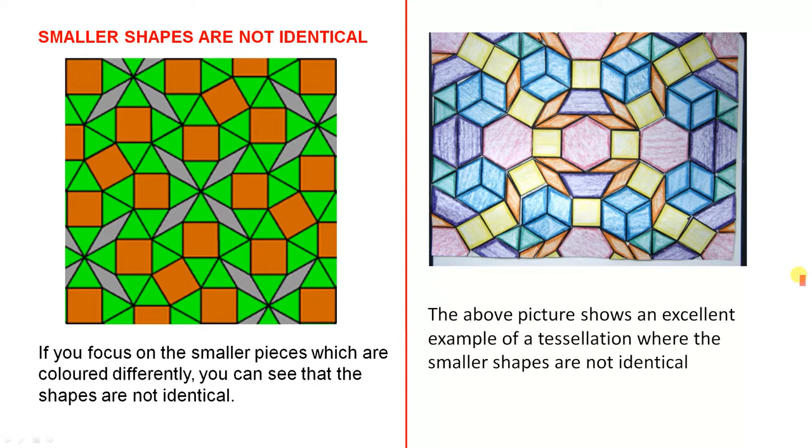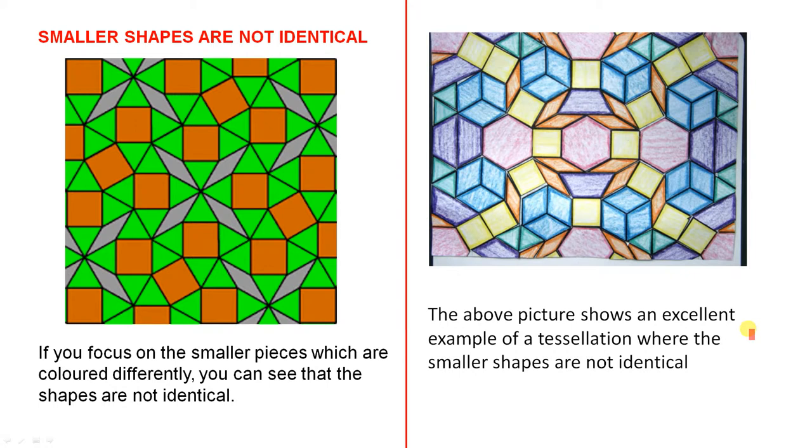Smaller shapes are not identical. If you focus on the smaller pieces which are coloured differently, you can see that the shapes are not identical. This is a very good example of a tessellation because the whole area is covered, there are no gaps, but the smaller shapes are not identical. The above picture shows an excellent example of a tessellation where the smaller shapes are not identical.